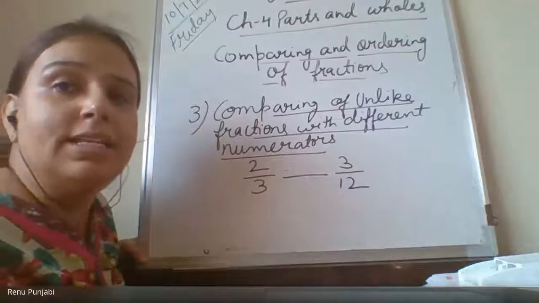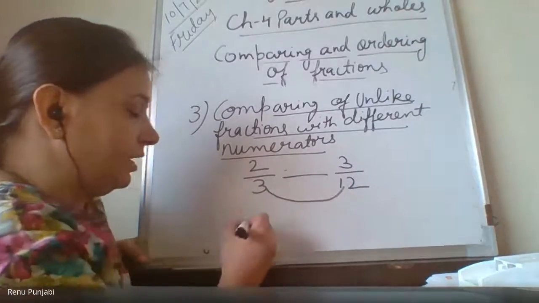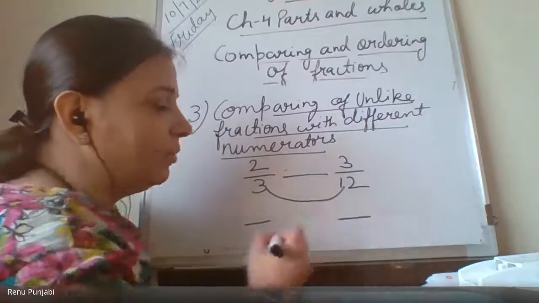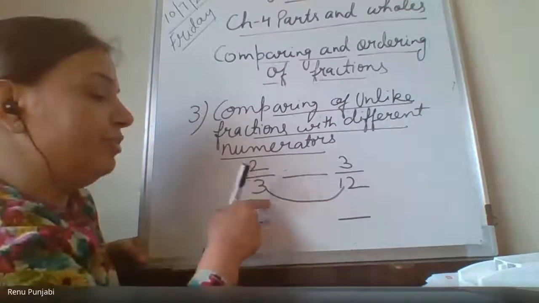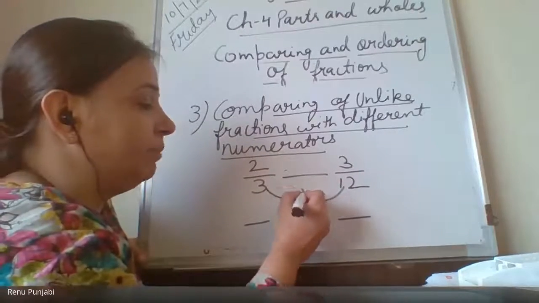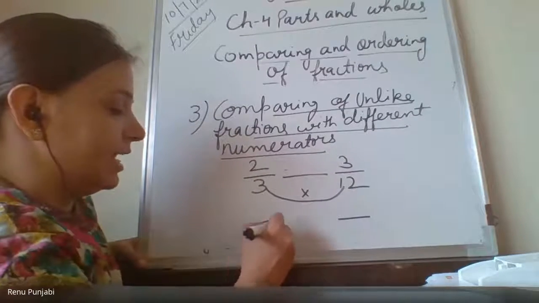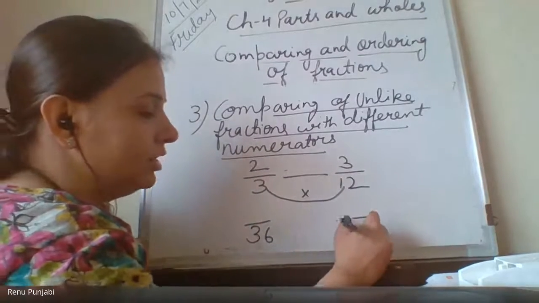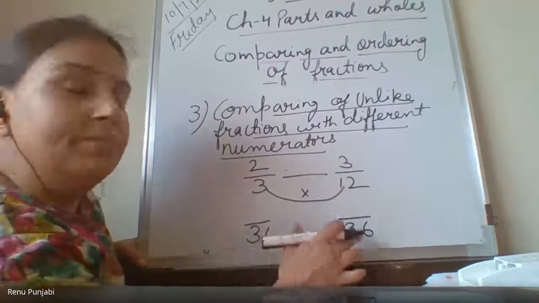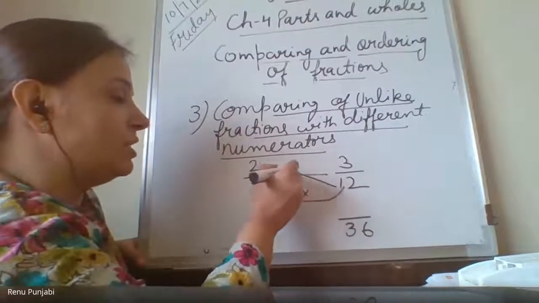In that case, how will we do it? We will multiply the denominator with the denominator to bring the denominators the same. 3 12s are, please write it in the chat box. Multiply this and write it in the chat box. 36, yes. So now we got the same denominator. Now we will do the cross multiplication.